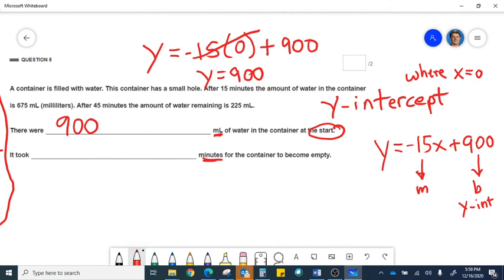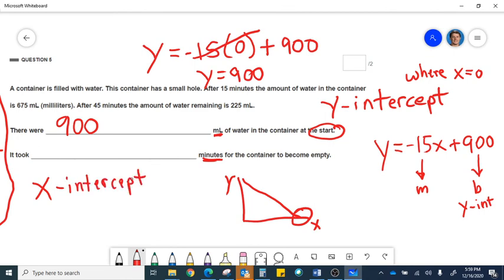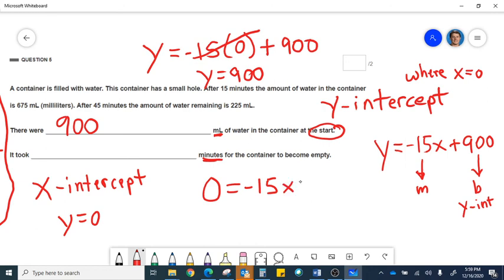Okay? So now the next problem says it took blank minutes for the container to become empty. So remember I talked about this. There's my graph. When are we going to run out of water? Well, that's the x-intercept, when y equals 0. So let me look at my formula again, and I'm going to plug in 0 for y. So I could say 0 equals negative 15 times x plus 900. Now I can solve for x.